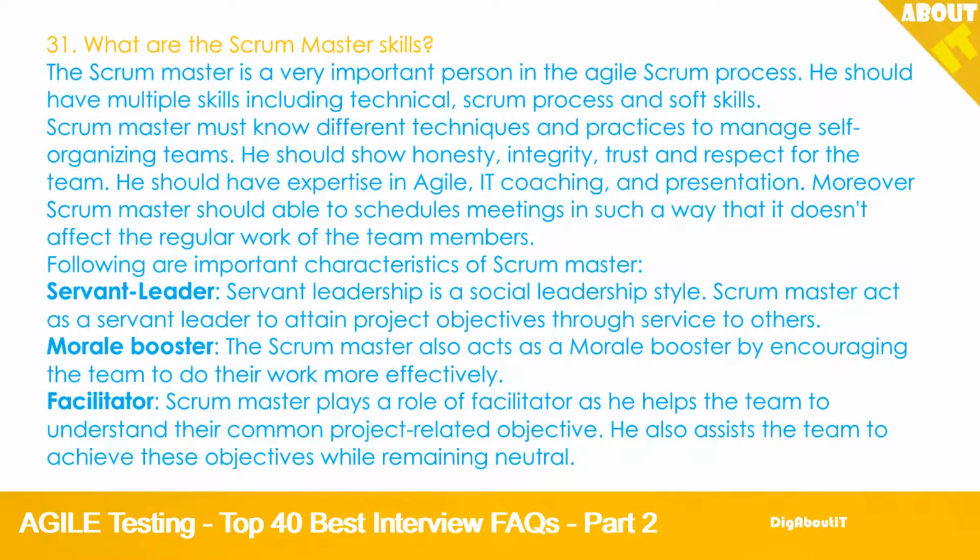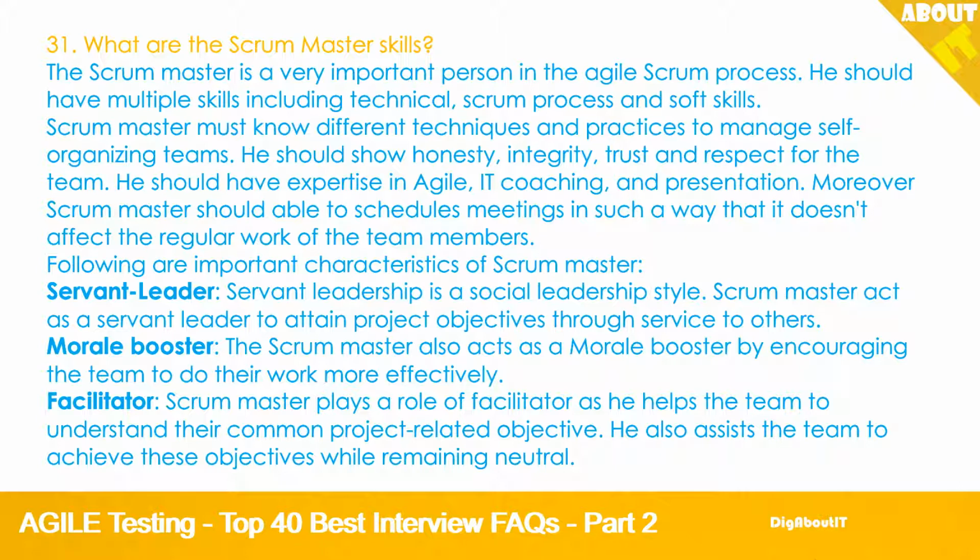31. What are the Scrum Master skills? The Scrum Master is a very important person in the Agile Scrum process. He should have multiple skills including technical, Scrum process and soft skills. Scrum Master must know different techniques and practices to manage self-organizing teams. He should show honesty, integrity, trust and respect for the team. He should have expertise in Agile, IT coaching, and presentation.